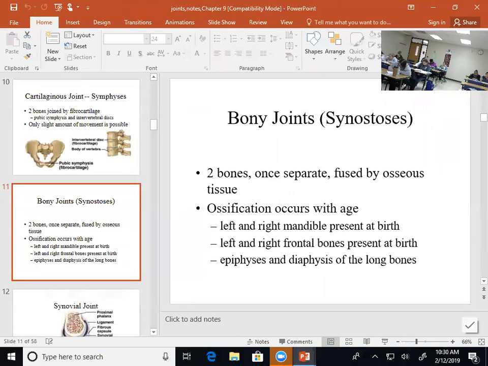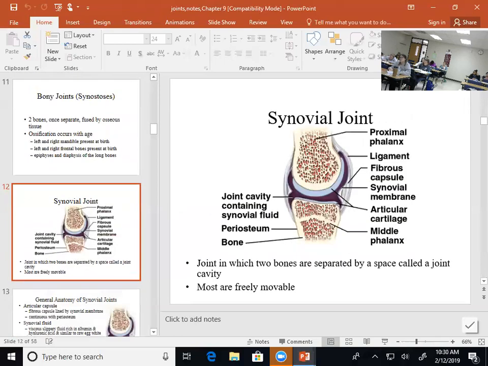Now, here's what we said, that some are going to be bony joints, meaning ossification is going to happen at a certain time, and then there's zero movement. There's none. There's not even microscopic movement. It's bone, isn't it? So, okay.